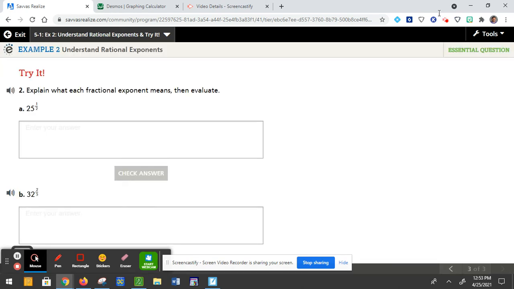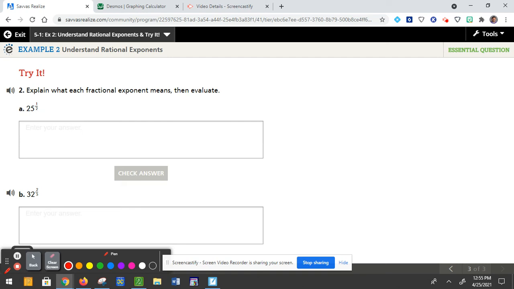Two examples here to try, so pause it, try it, and come back. Well, unfortunately, my pen stopped working, but I can talk you through it. 25 to the 1/2 power is the same thing as saying square root of 25, which is 5. So the answer to part A is 5.